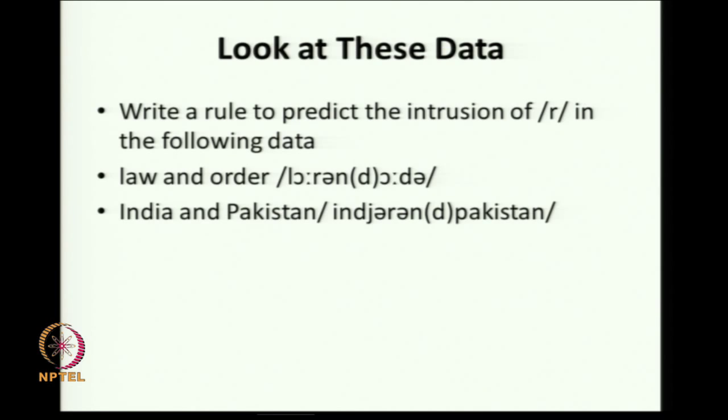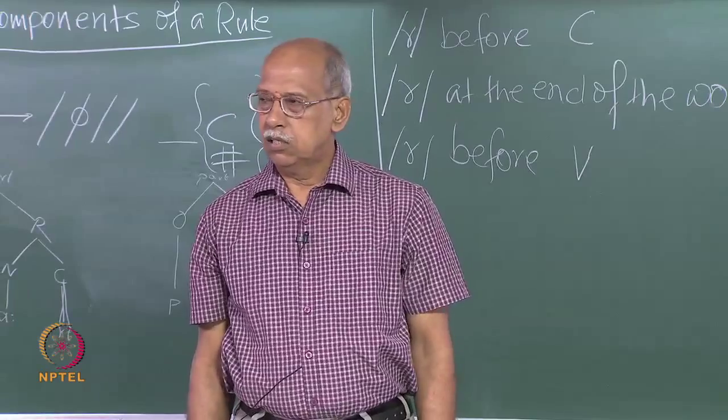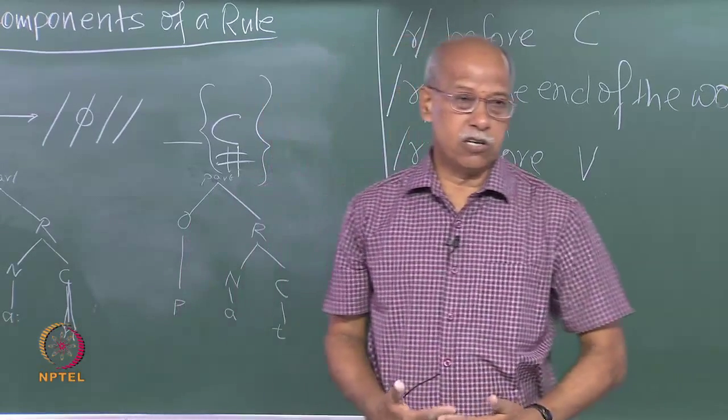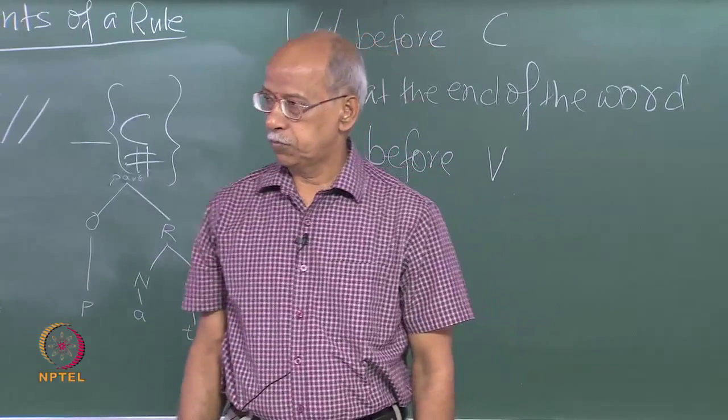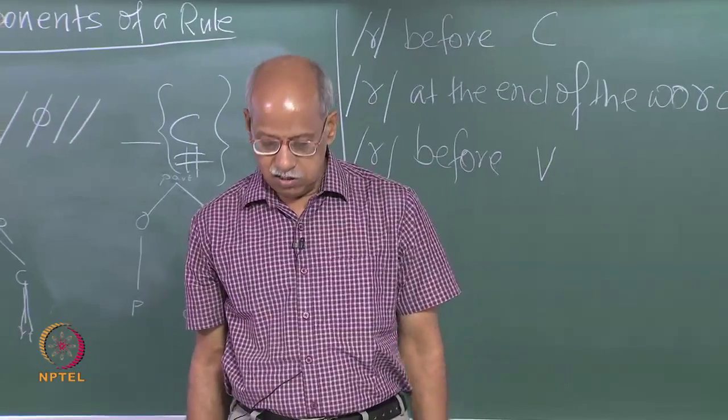Okay? Look at these two phrases. I expect you to write a rule on your own now. In these two phrases, law and order, India and Pakistan, an extra R comes in between. Can you see the extra R here? In the standard varieties of English in the UK, this is peculiarly British. But the point here for us is, whether British or Indian, whether American or Nigerian, phonological variations are most of the time predictable. We can write rules.